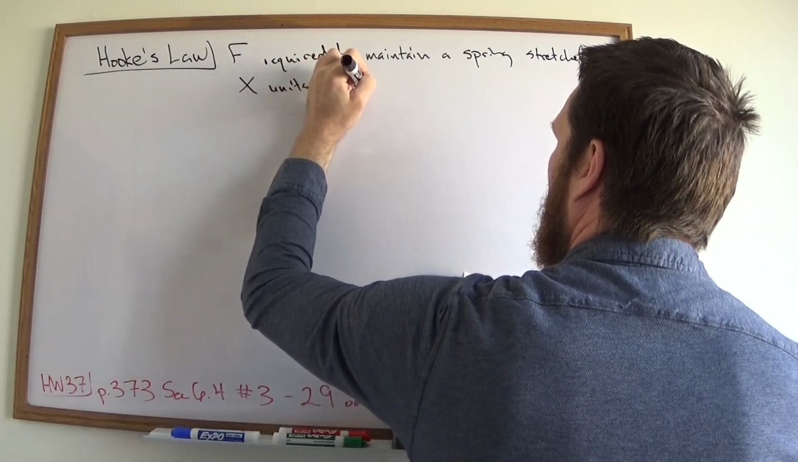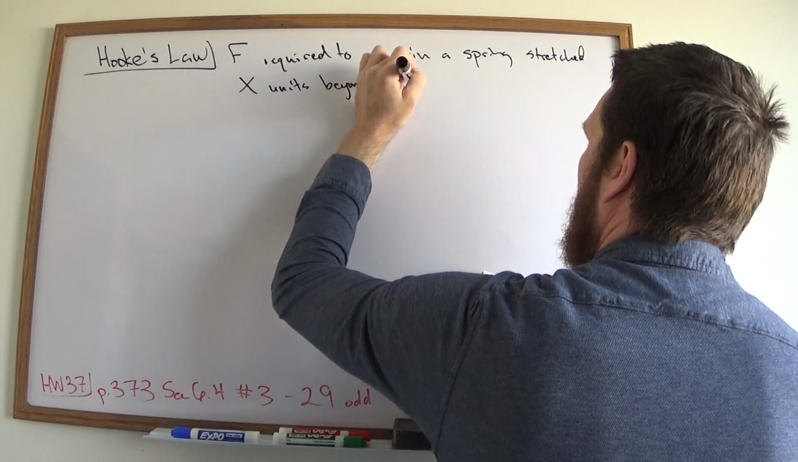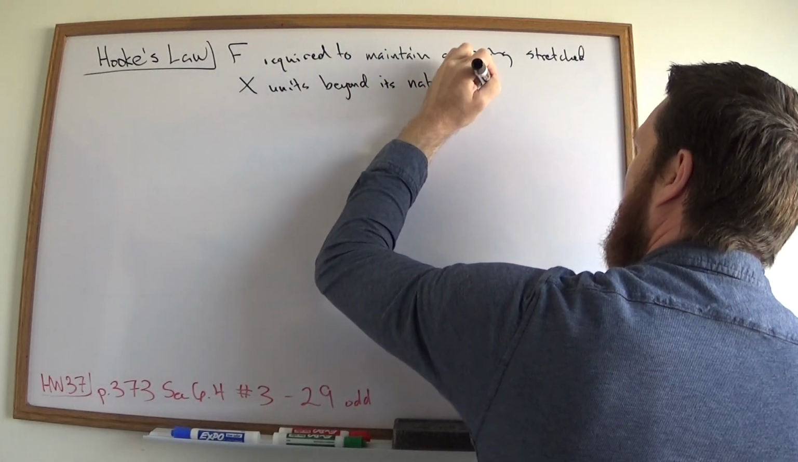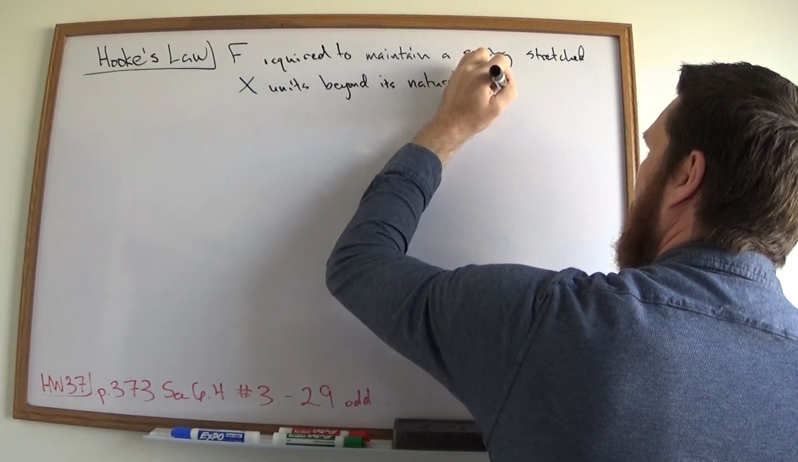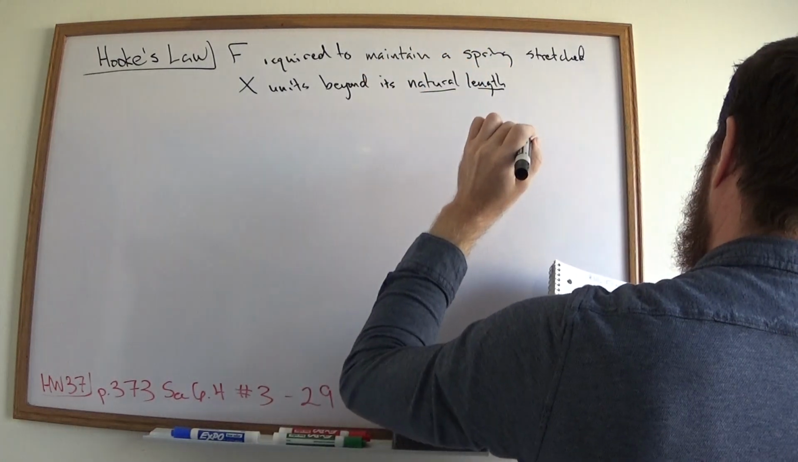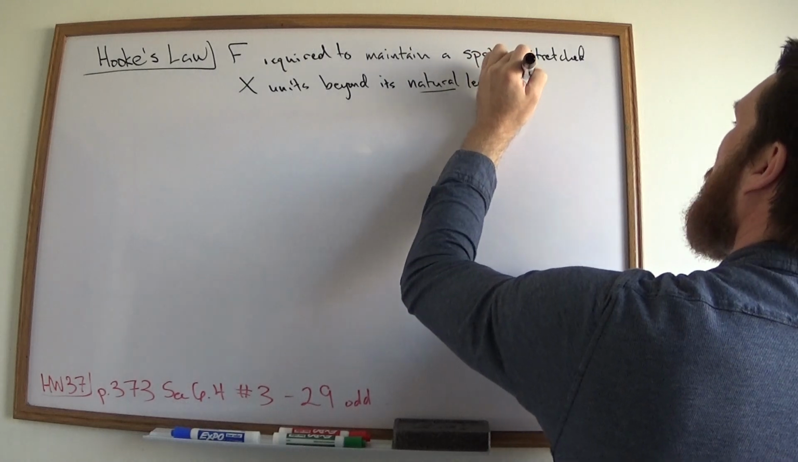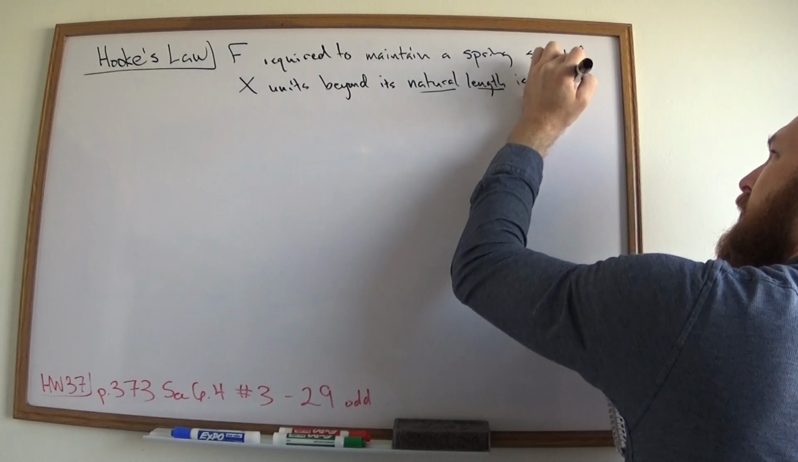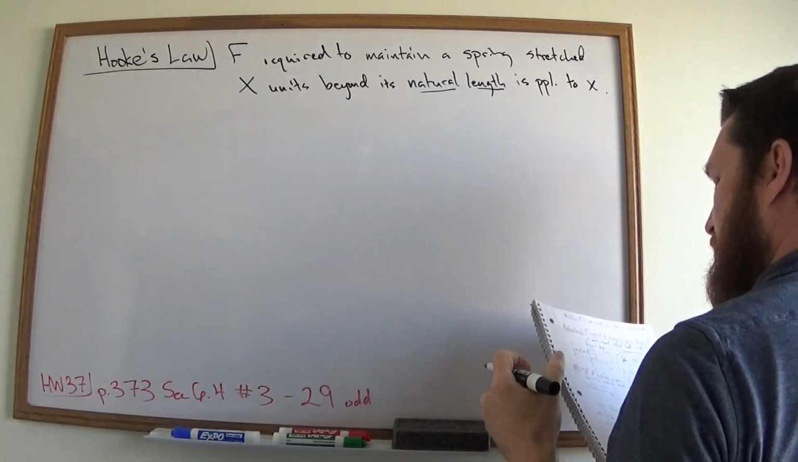I'm going to get into all this. Beyond its natural length is proportional to x. That's Hooke's law.